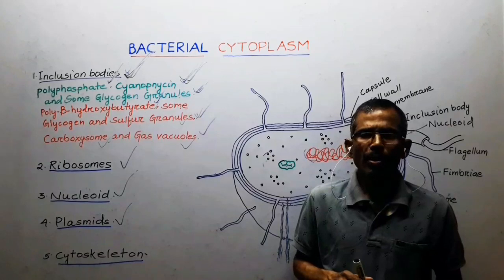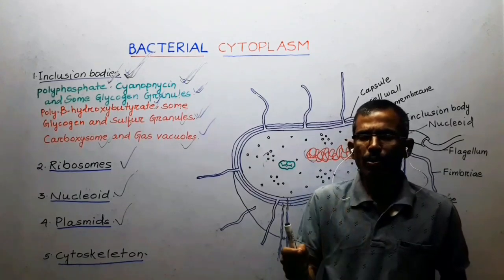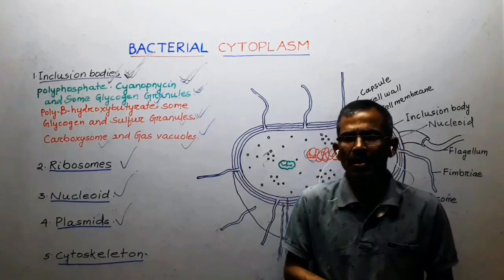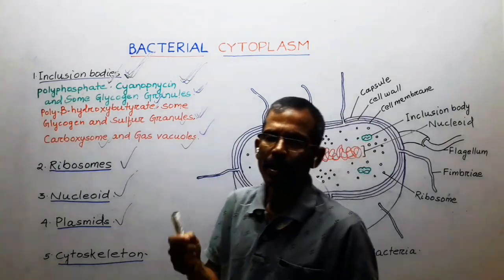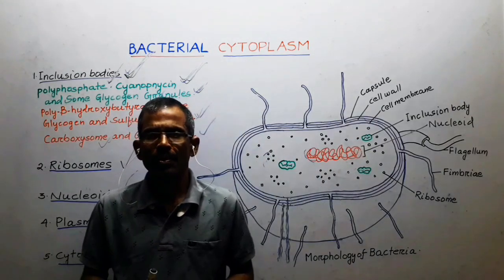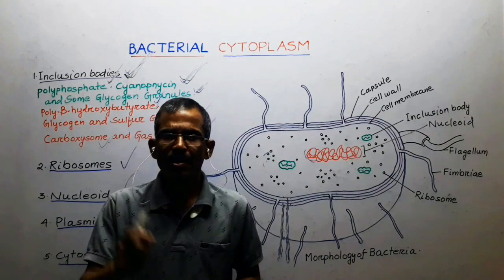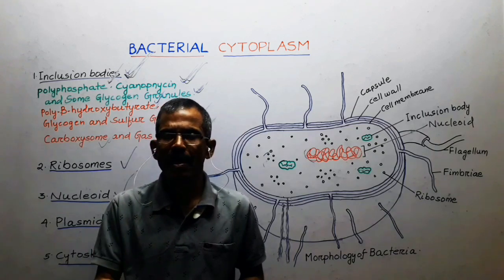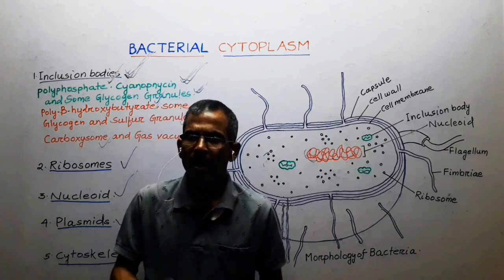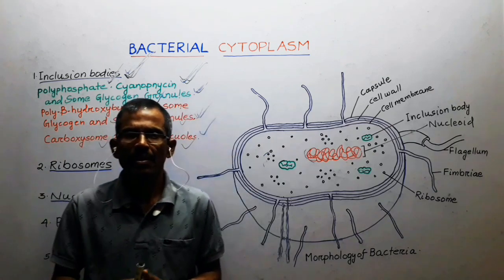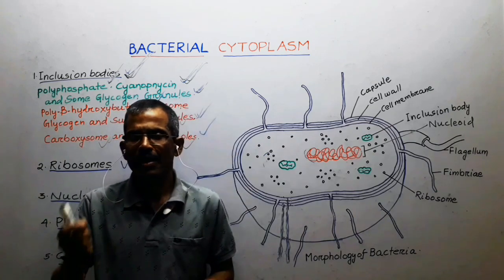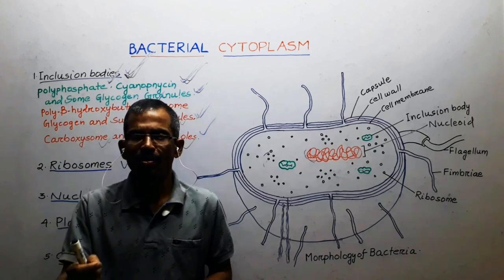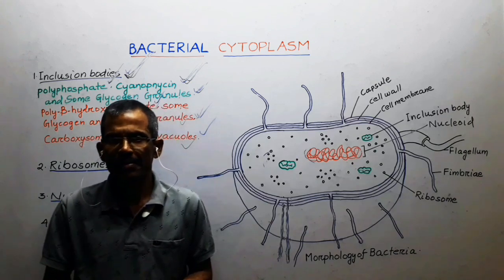Inorganic inclusion bodies can be used for purposes other than storage. An important example is the magnetosome. These inclusions are used by aquatic magnetotactic bacteria to orient themselves in Earth's magnetic field. Magnetosomes are intracellular chains of magnetite particles.